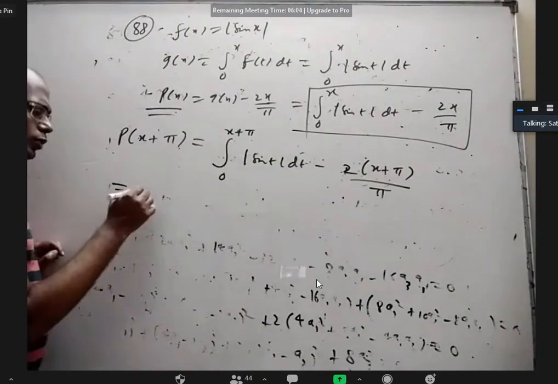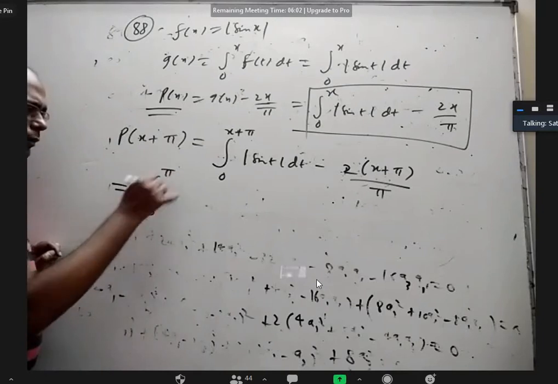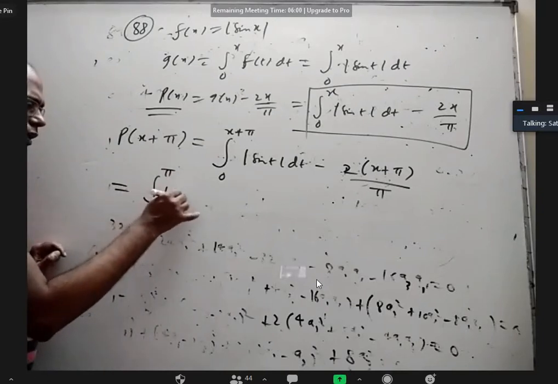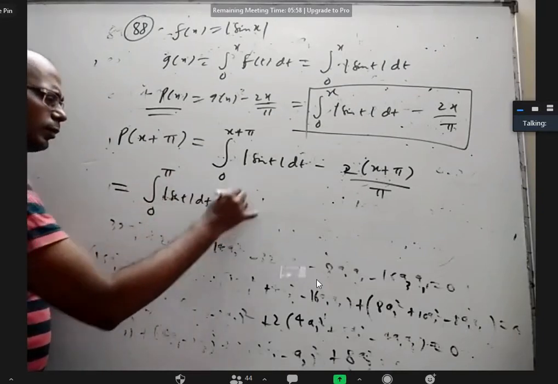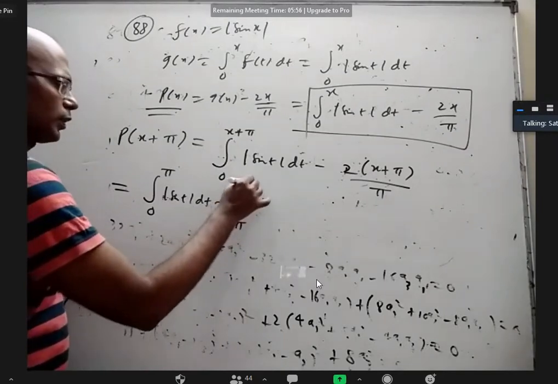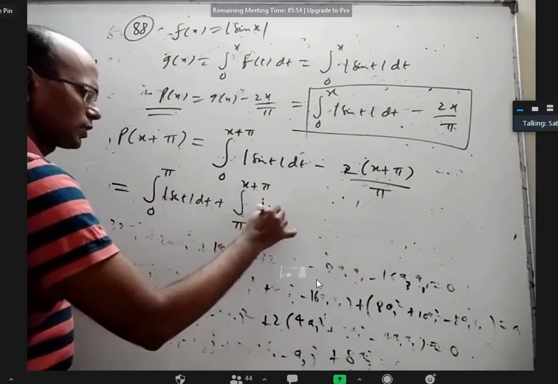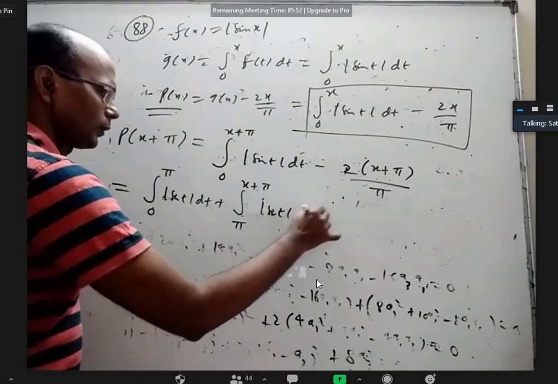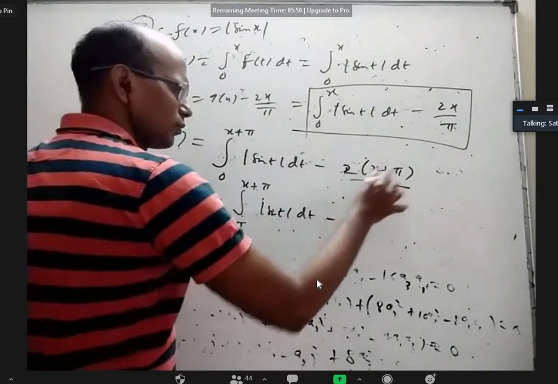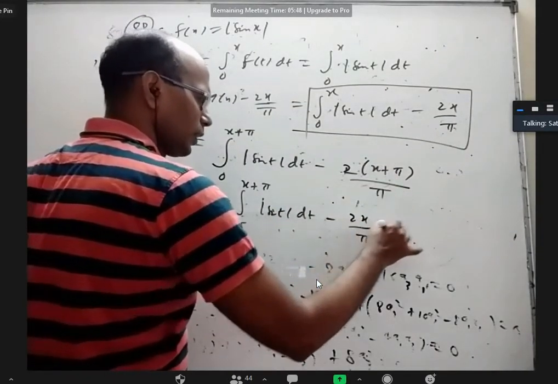This one I'm going to write as 0 to pi mod sin t dt plus pi to x plus pi mod sin t dt, minus 2x by pi minus 2.